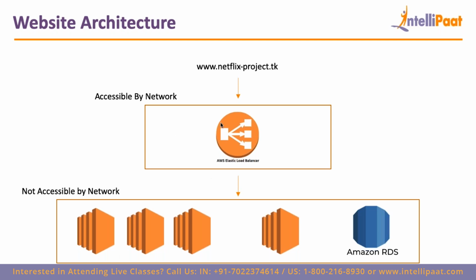Okay. So we are going to have a component which is called an AWS Elastic Load Balancer, which is going to be in a network which can be accessed from the internet. Then we are going to have a URL which is going to point to this load balancer, which we will have deployed in a network which can be accessed by the internet.